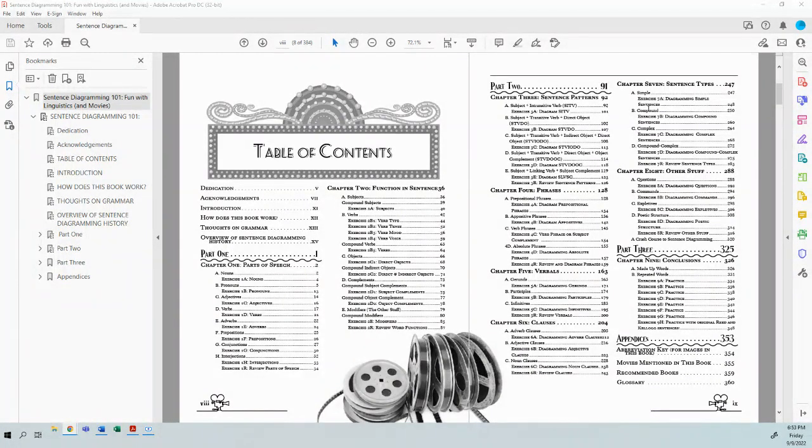Then we kind of put it all together in chapter 7, which is sentence types. And simple is what most of the book deals with, right? Sentences that only have one clause. But then we do get into compound, complex, and then the party that is the compound-complex sentence.